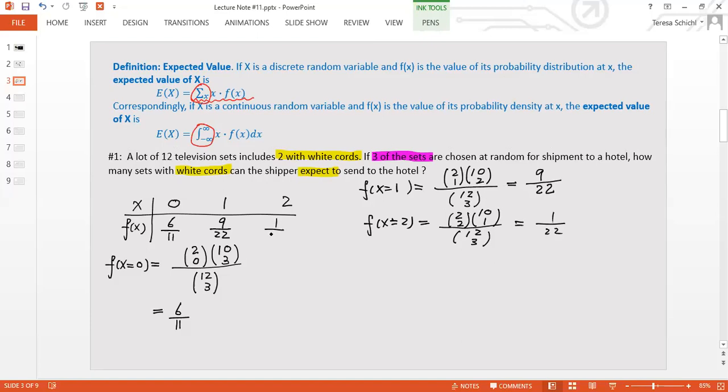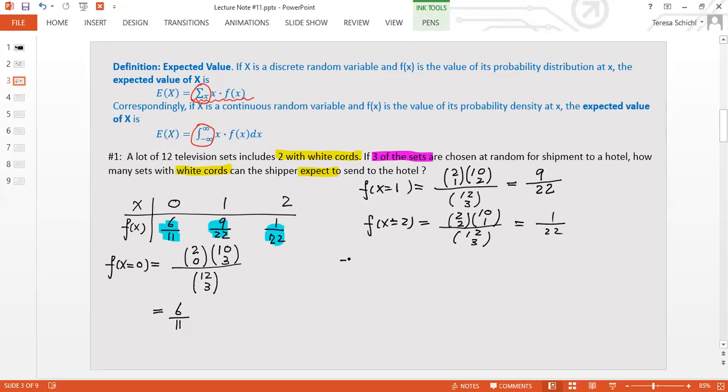So this is 1/22. Like we mentioned before, one way to check it is if you add these 3 together, what do they have to be? They have to be equal to 1. Then you know you did the calculation and your distribution table is correct.